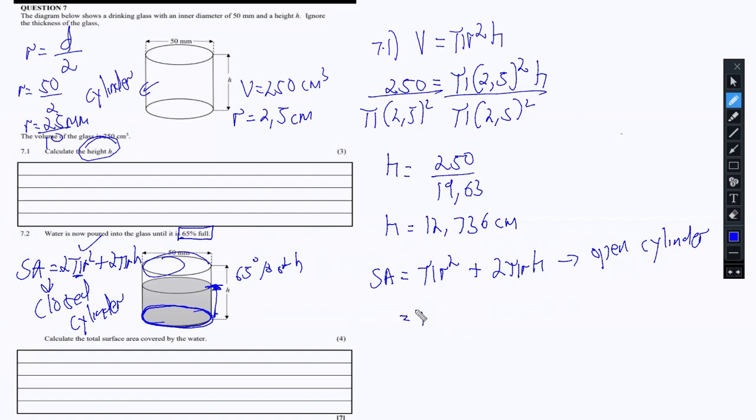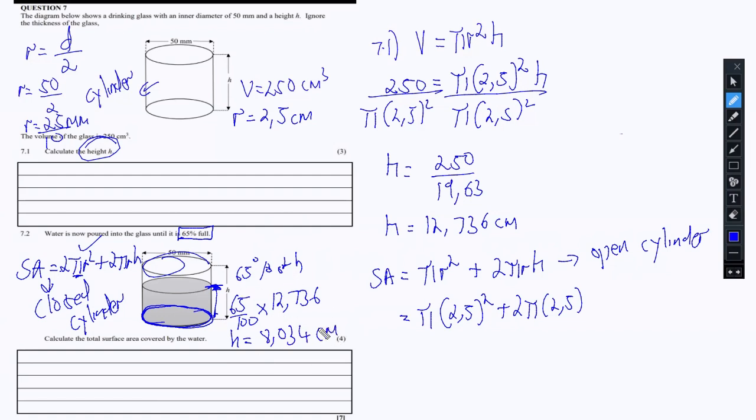Then, okay, so this is pi. And then your radius, we did calculate, it's 2.5 square, then 2 pi. This is 2.5. But then for the h, we cannot substitute that one. We still need to figure out what is 65% of this. So we're going to say 65 over 100 multiplied by 12.736. And then we find that our height is actually equal to 8.034 centimeters.